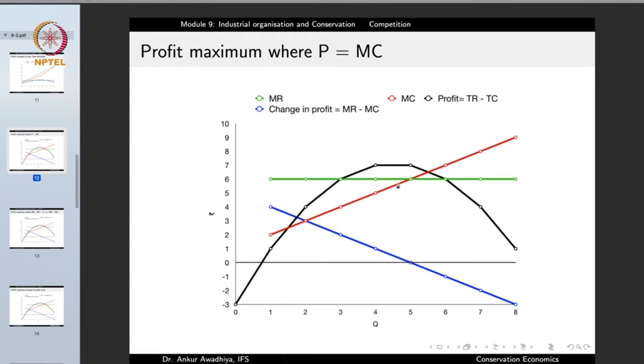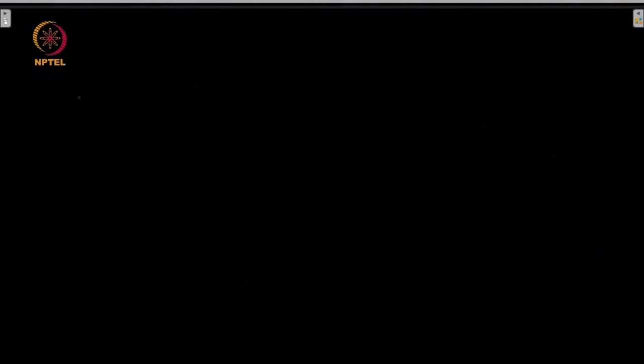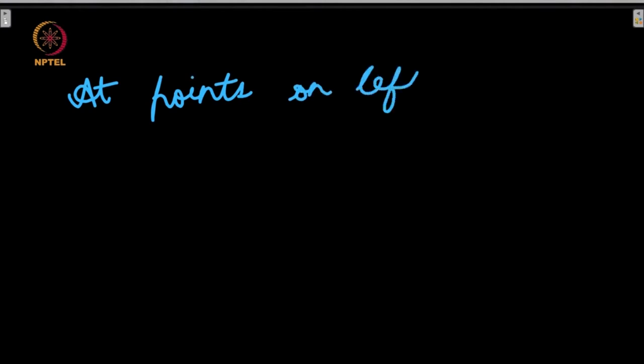The thing is, to any point to the left of this point, this is our point that we are interested in. And at any point to the left, we have a situation where the marginal revenue, which is given by the price, is greater than the marginal cost. So what we are saying here is that at points on the left, the marginal revenue, which is equal to price, is greater than the marginal cost.